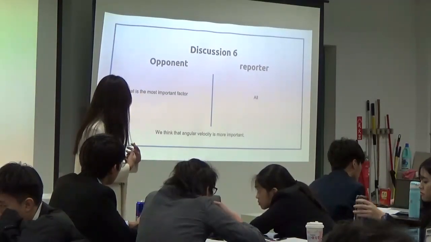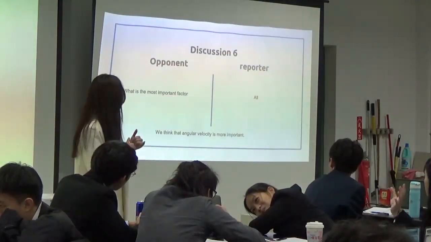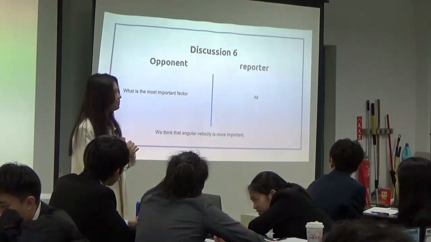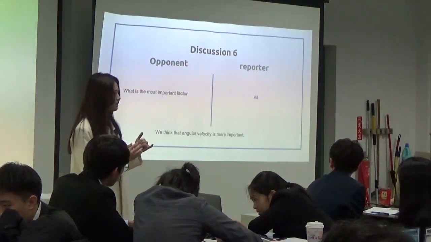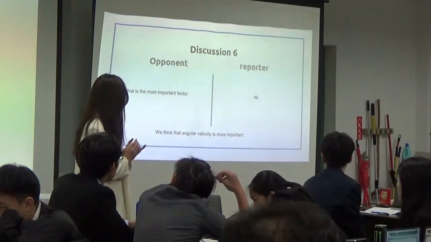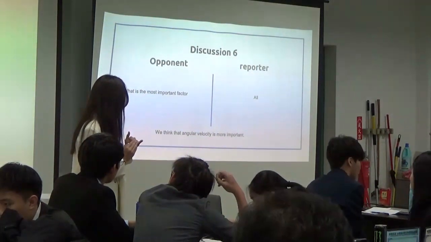And for discussion 6, they asked what is the most important factor. The reporter answered that it is the whole set of factors, the 6 variables in their experiment. And we think that maybe the angular velocity is the most important.